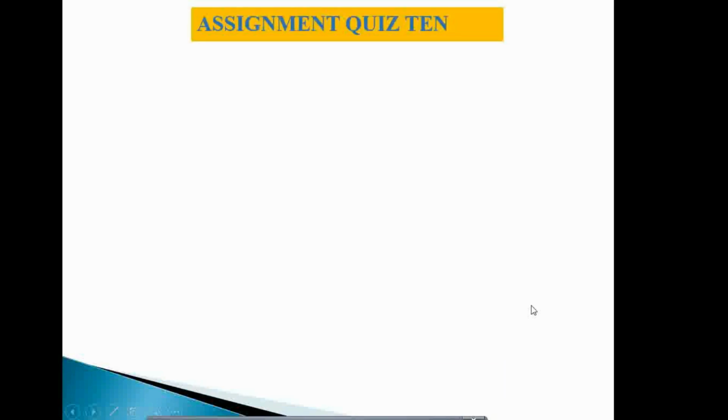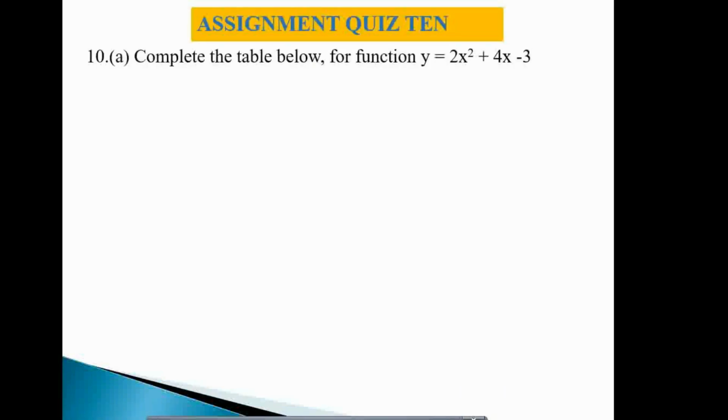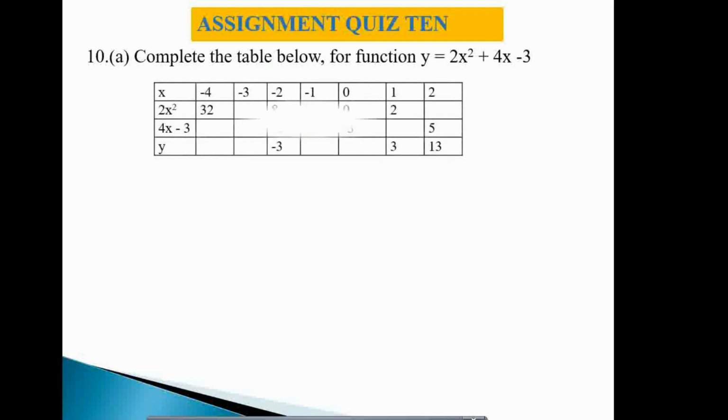Now, the assignment for question number 10. Complete the table below for the function y equals 2x squared plus 4x minus 3. I've already filled in some values for you, so you can go ahead and fill in. The values of x are there.